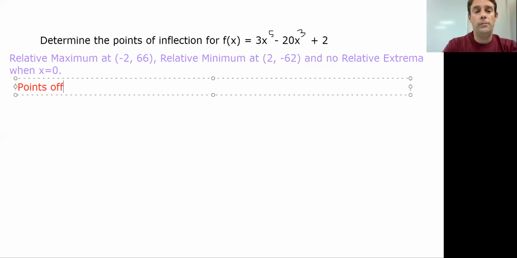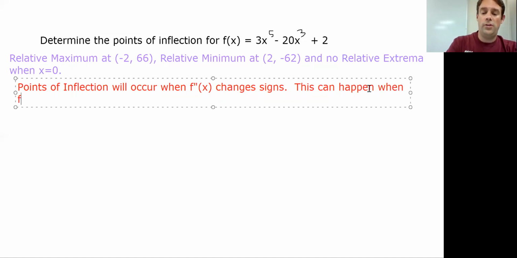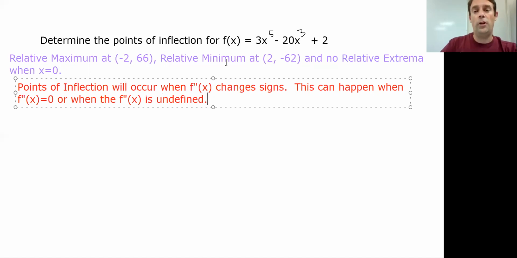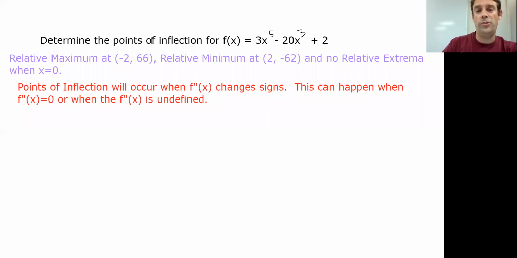Points of inflection can or will occur when the second derivative changes signs. This can happen when the second derivative equals 0 or when the second derivative is undefined. All right, so we gave ourselves permission. We're going to be playing with the second derivative. So we said what we're going to do. Now we're going to do the work.